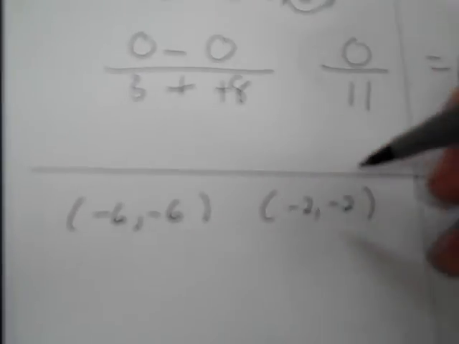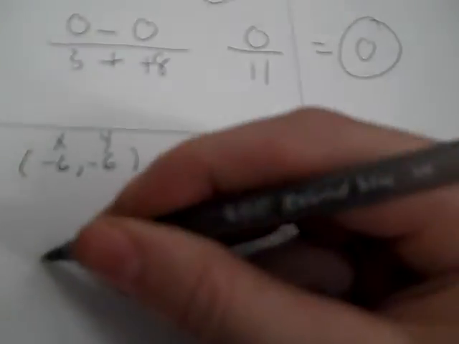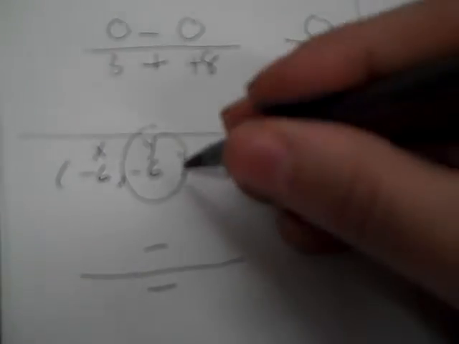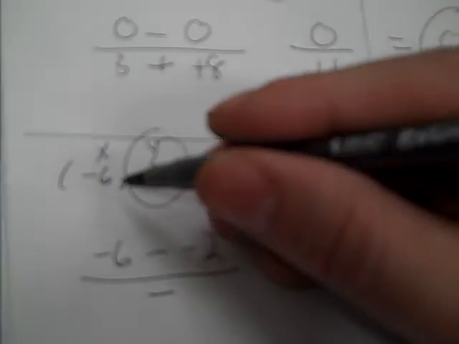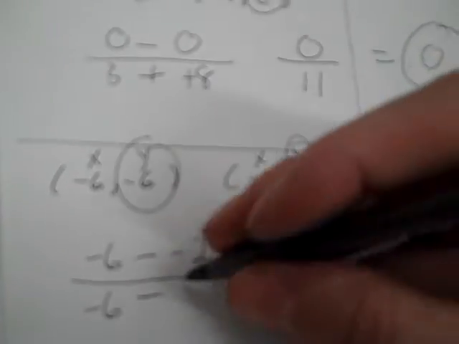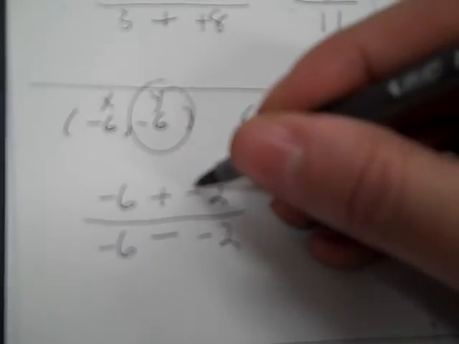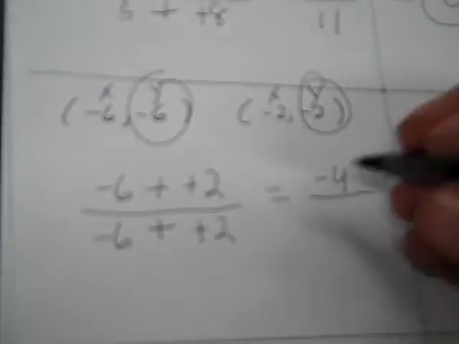Okay, negative 6, negative 6, and negative 2, negative 2. So my x, y's here, those go on top. The y from one point needs to be subtracted with the y from the other point. And the x from this point subtracted from the x of that point. Now negative 6 minus negative 2, so plus plus, and that equals negative 4. Negative 4 divided by negative 4 is 1.